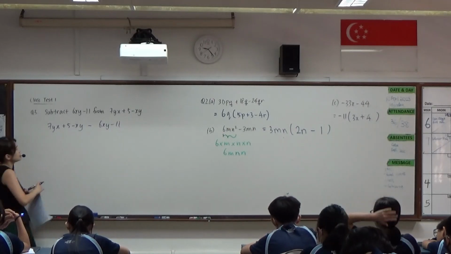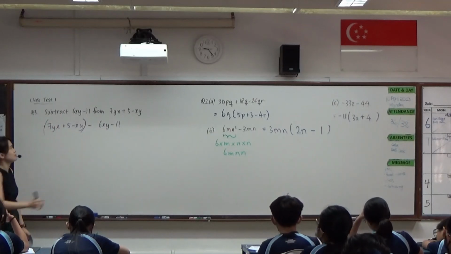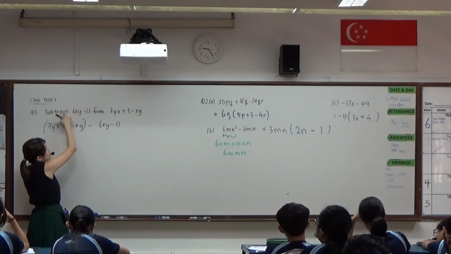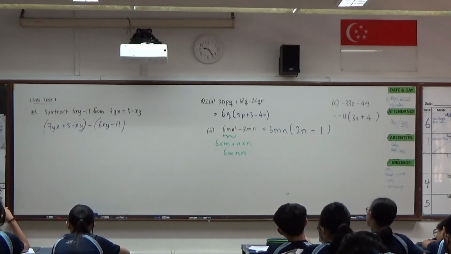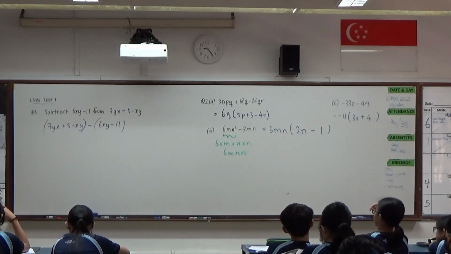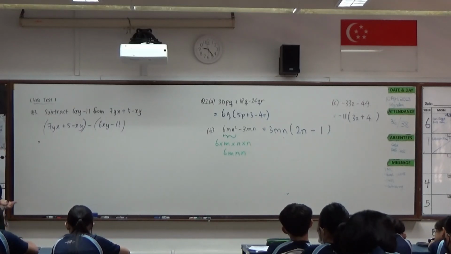Okay? Why? Because I already mentioned this is a group of items, okay, that we're subtracting from. And whatever we're subtracting from is also a group of things. I must put brackets around it. If without the brackets, the subsequent marks are all wrong, okay? So that's why you lose all those marks.